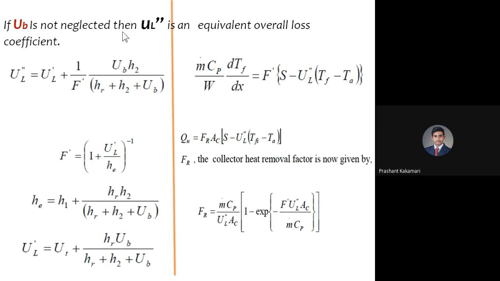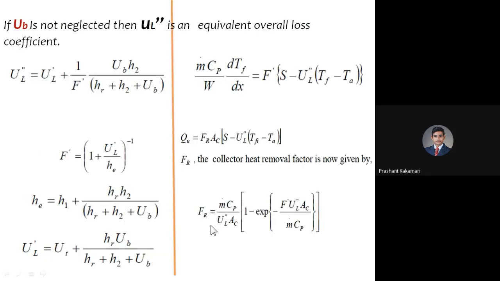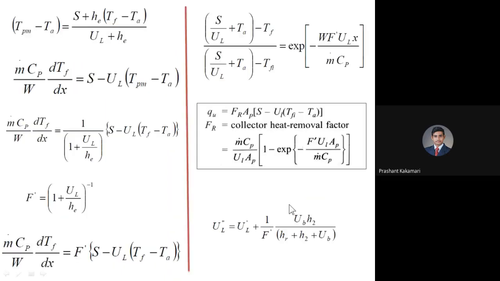So later, what they considered is, if we consider the small losses of the bottom side, in that case we can write this UL double dash. So wherever this UL term was there earlier, it is just replaced with UL double dash. See the equations. In this FR equation, wherever the UL term was there earlier, it is replaced with UL double dash, to consider the bottom losses also.